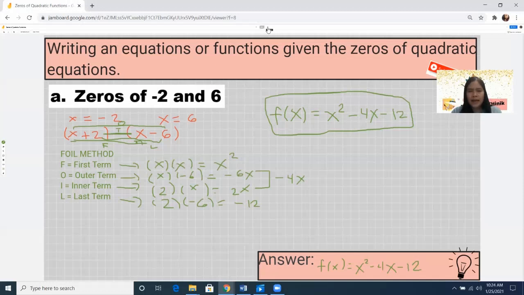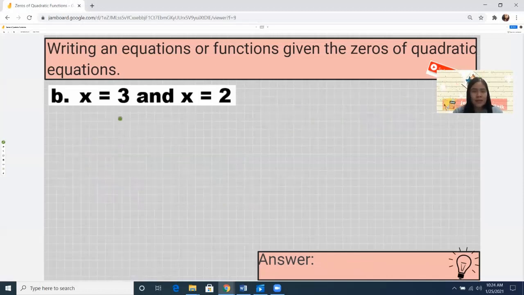Let's have another practice exercise. Same, given the two roots here. They are already written as zeros, so let us rewrite them in factor form. We have x minus 3, which will become negative 3, so don't get confused on that. And then we also have x minus 2.